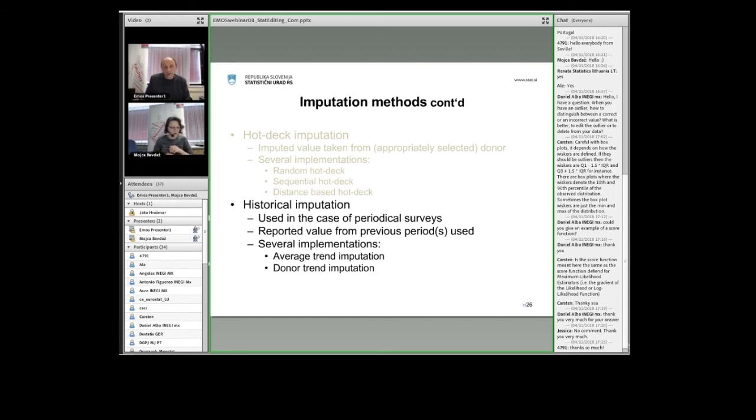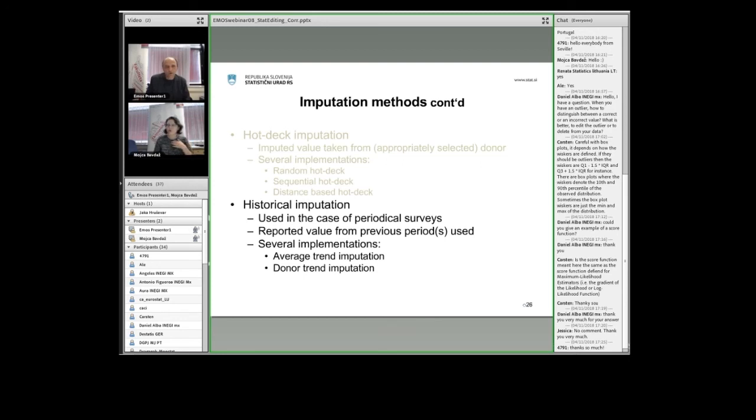A very similar approach is that you again choose the donor, one similar unit, take the trend of change from this donor, and then multiply the previous value by this trend of the donor. Okay, these are very quickly the four groups of methods that I think are most frequently used in official statistics. And now it's time for a question for you.